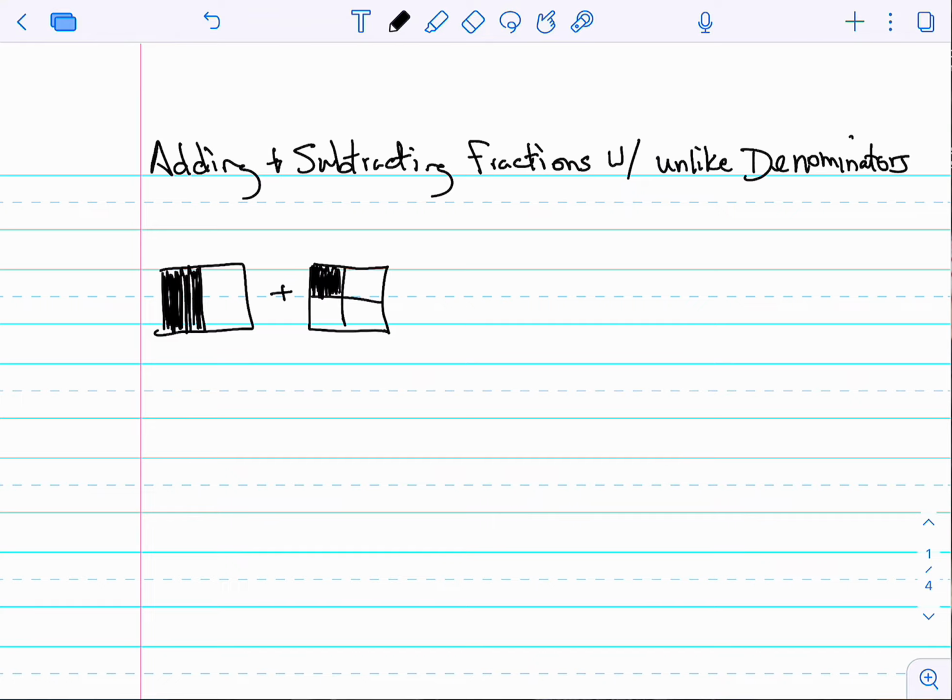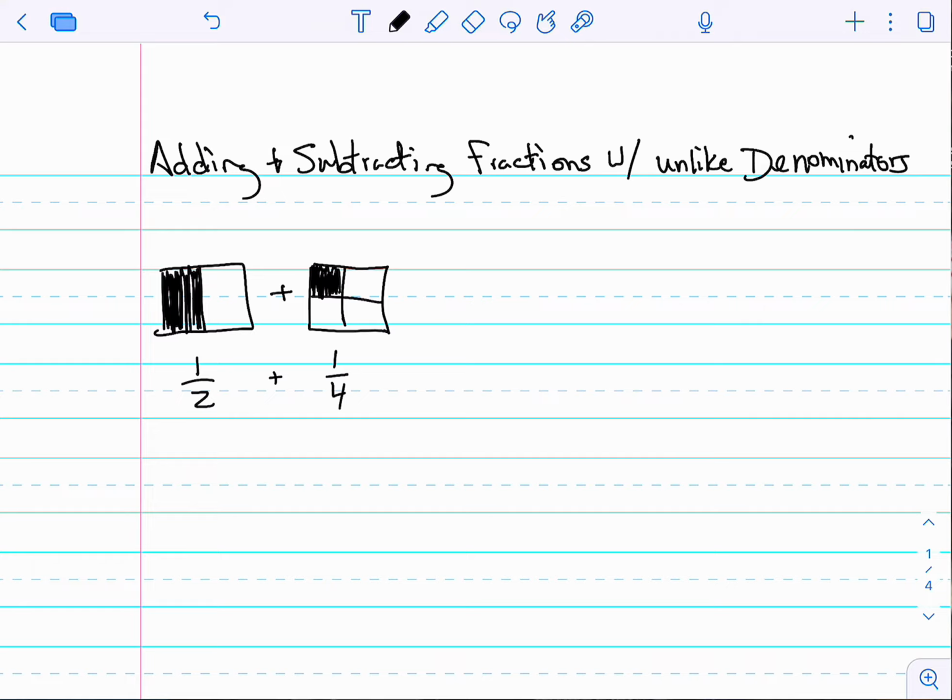For this video, we're doing adding and subtracting fractions with unlike denominators. I just want to start with a quick little visual here. So here we have two fractions that we're going to add together. This one is a half, and this one is 1/4. Now, as we know, the first rule of adding and subtracting fractions is we have to have common denominators.